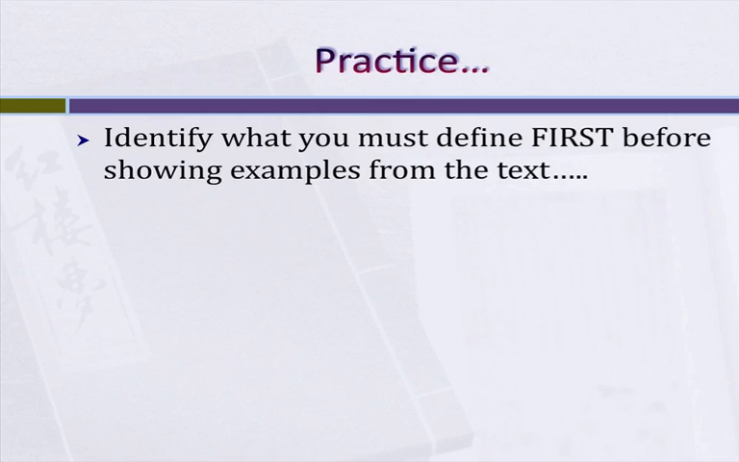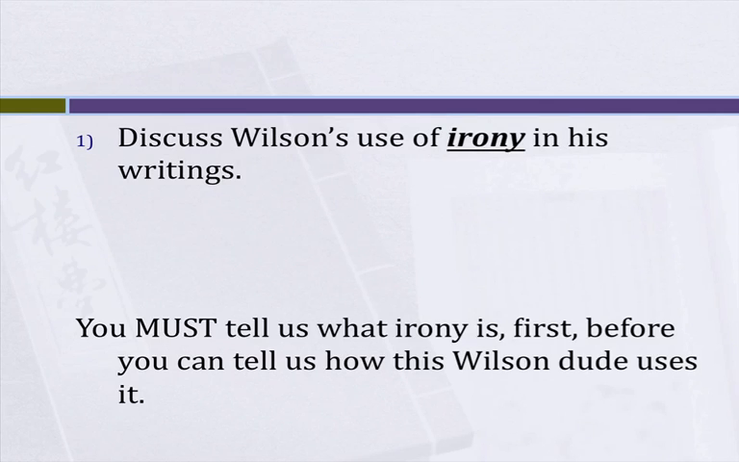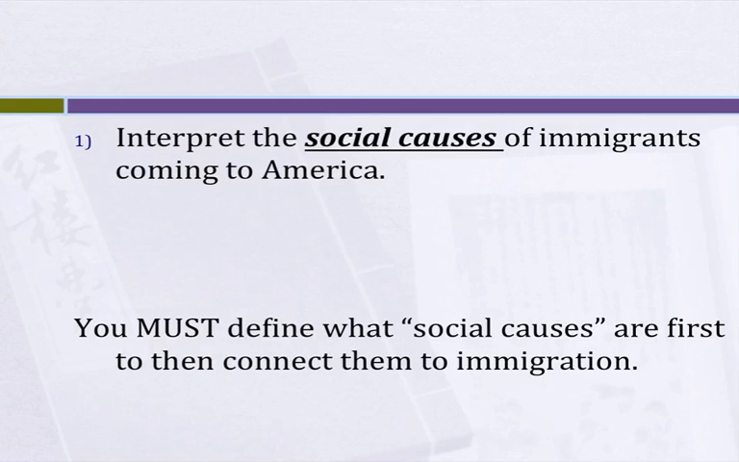in our essays. And so as we look at these next couple things, we have to practice. What must we define first before we can start showing examples of them in our texts? So for example, discuss Wilson's use of irony in his writings. What's the constant? The constant is going to be irony. You have to define what that is, how you're going to discuss it. Then you can go ahead and start looking through all of these writings by Wilson. Okay, and here's another example. Interpret the social causes of immigrants coming to America.